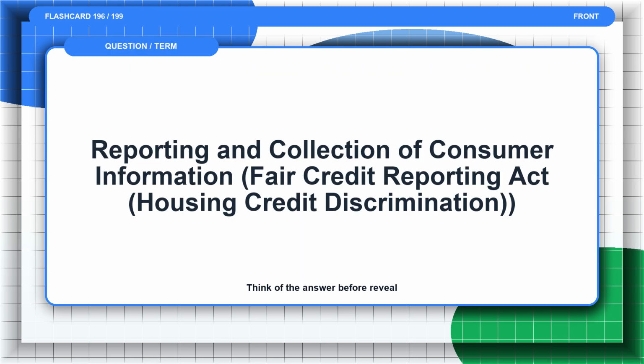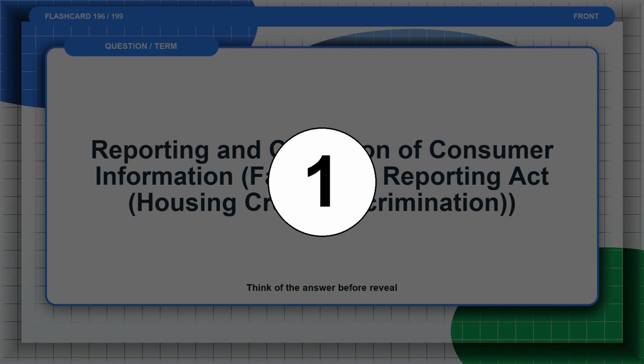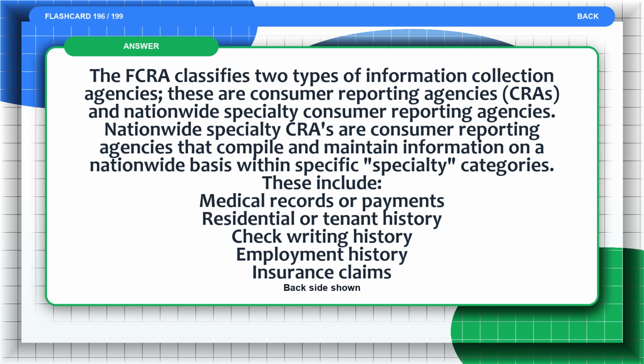Flashcard 196. Reporting and collection of consumer information. Fair Credit Reporting Act. Housing credit discrimination. Pause and think of the answer before the reveal. The answer is the FCRA classifies two types of information collection agencies. These are Consumer Reporting Agencies (CRAs) and Nationwide Specialty Consumer Reporting Agencies. Nationwide Specialty CRAs are consumer reporting agencies that compile and maintain information on a nationwide basis within specific specialty categories. These include medical records or payments, residential or tenant history, check writing history, employment history, insurance claims.